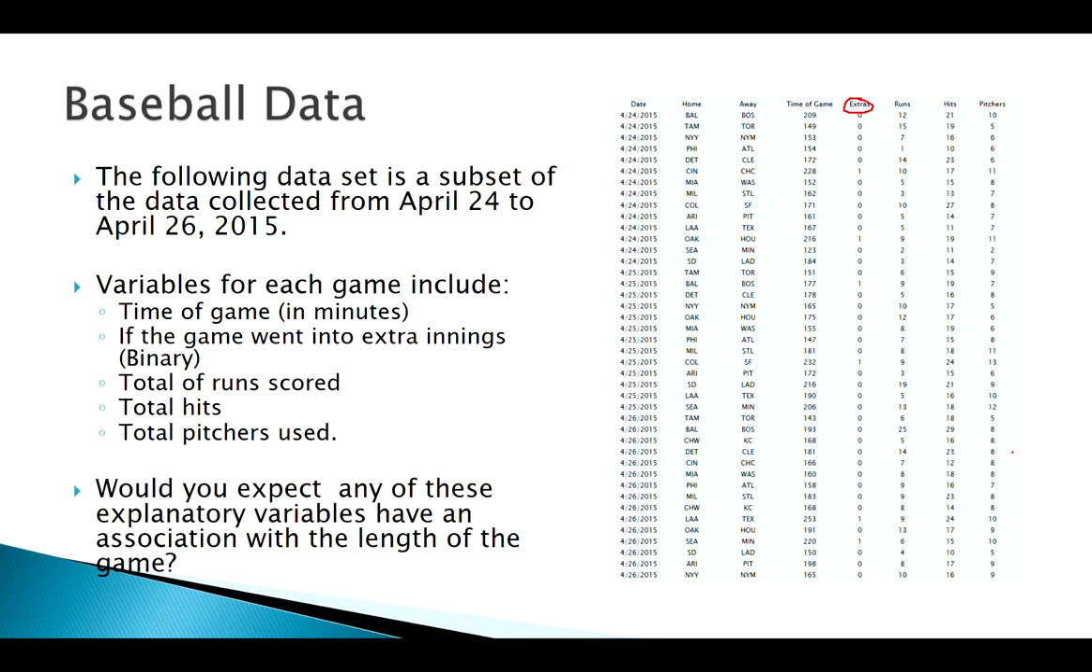But that's a binary variable. It's a 0 or 1. Probably wouldn't be that interesting. Maybe more interesting might be some of these other variables, like runs, hits, pitchers used. Maybe some of these variables would affect time of game. So we've got some ideas in our mind, but how do we actually quantify this? How do we actually look at this?